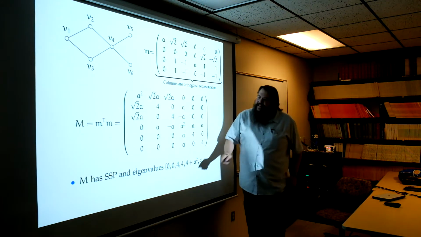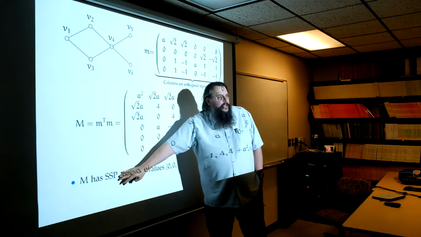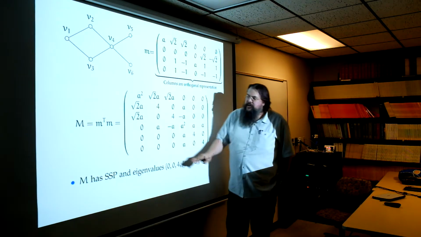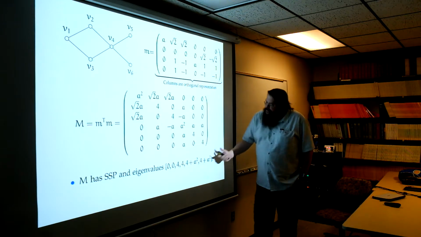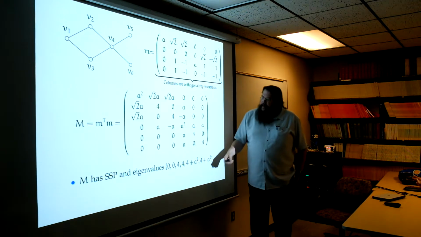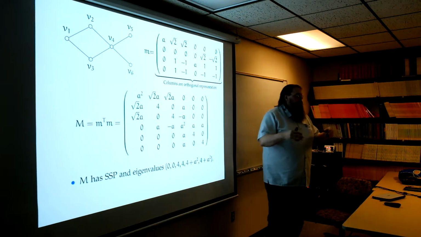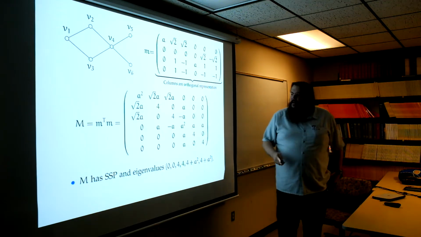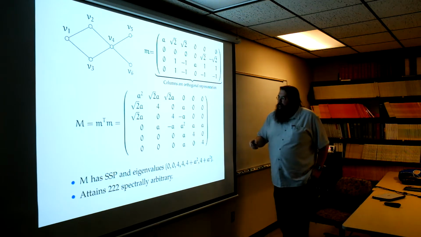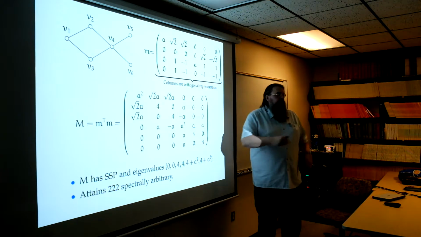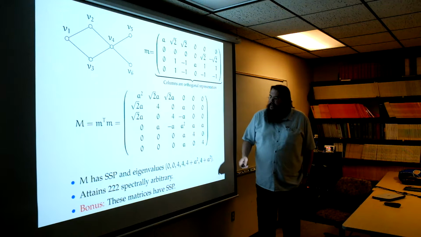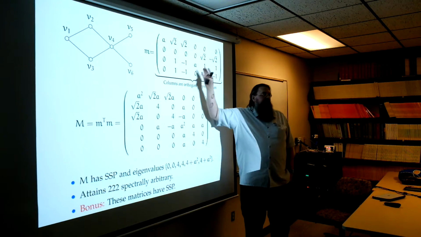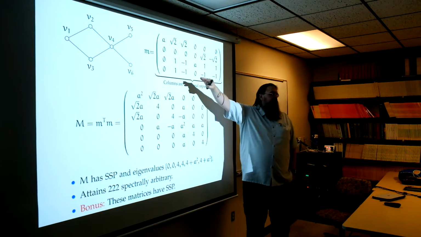Now, it doesn't automatically follow that it has SSP, but there are ways to check, and it does. And so this is just sort of a bonus. If we fiddle with these parameters A here, and then we scale and we shift, which are perfectly allowable things to do, we can see that this attains ordered multiplicity list 2, 2, 2, spectrally arbitrary. And as a bonus, because it has SSP, we get all the graphs which contain this as a subgraph.